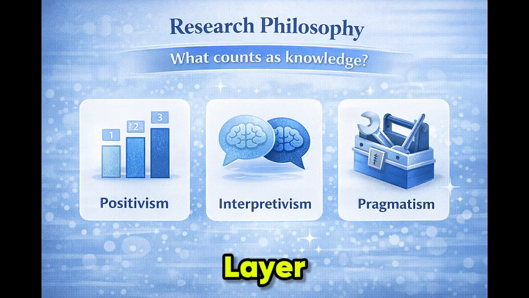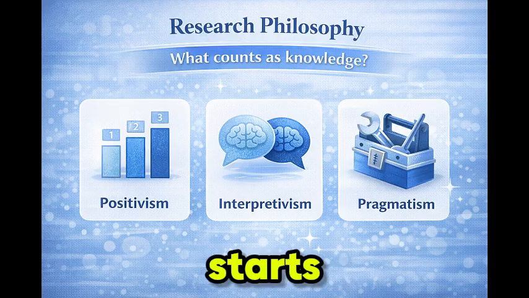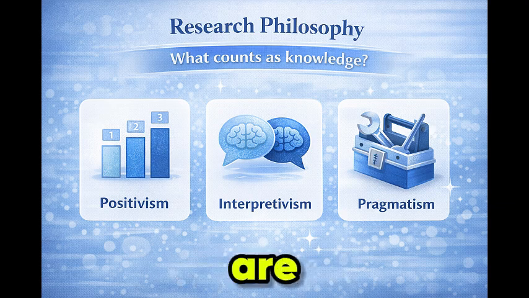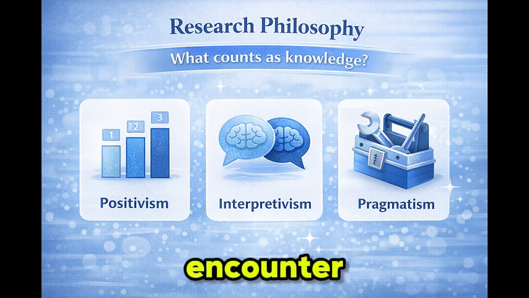The first layer, research philosophy. Everything starts with research philosophy. Research philosophy refers to your beliefs about knowledge and reality. In simple terms, it answers questions like, what is reality? Can it be measured objectively? Or is it shaped by human experience? There are three common philosophies you'll encounter.